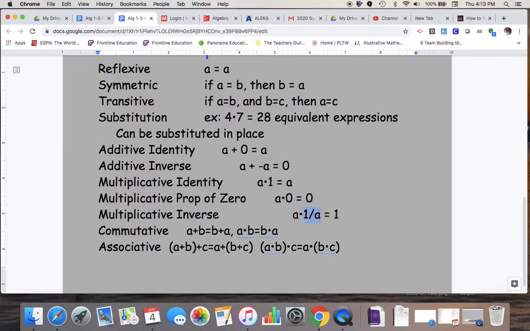Okay, and then you have your commutative property, which says that you can move things around, and you'll still get the same results. And then you have an associative property, which says that you can change the groupings within an addition problem or within a multiplication problem, and it won't change your answers.